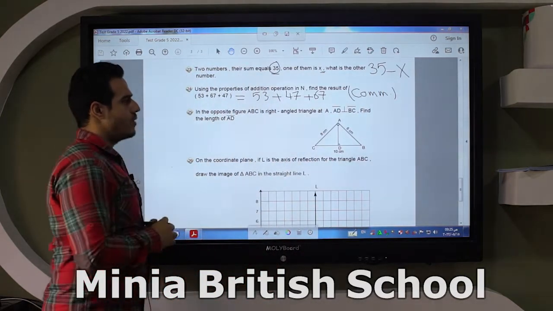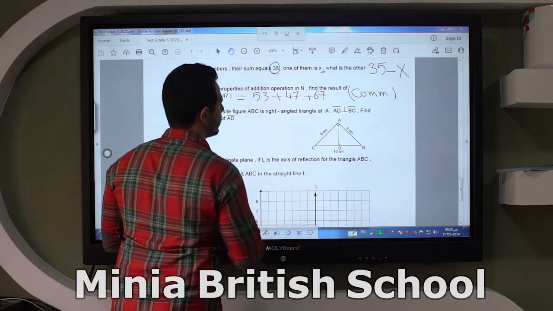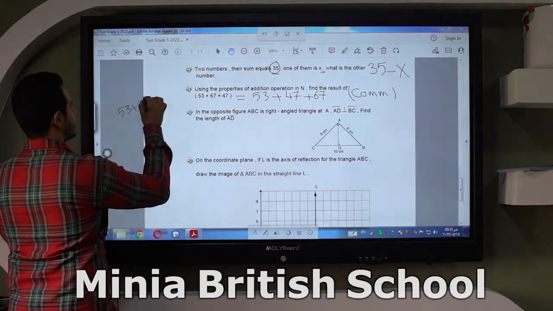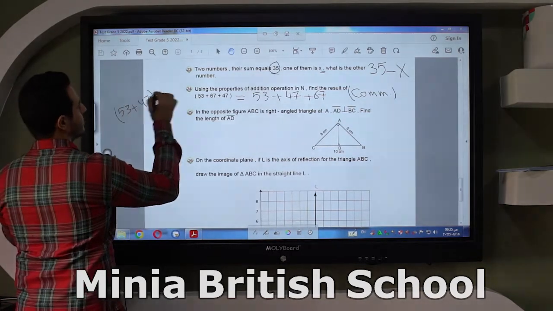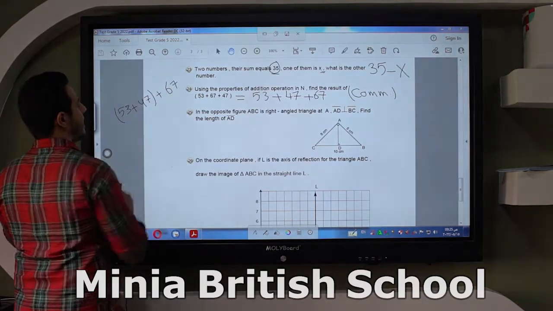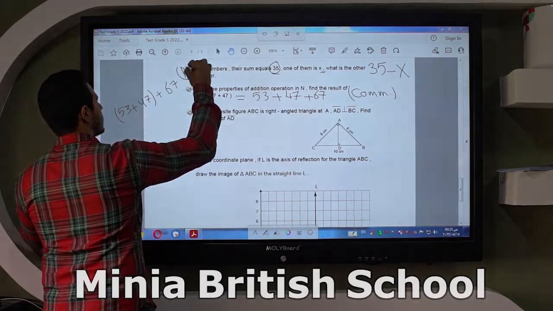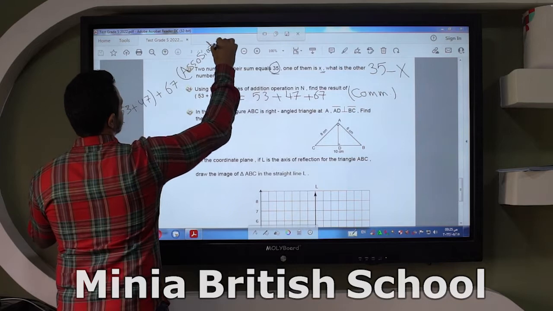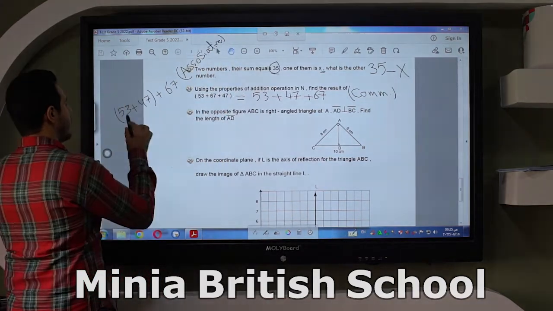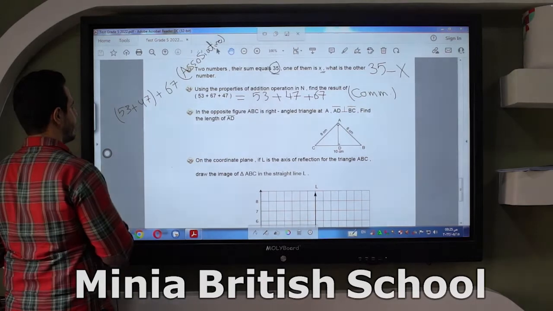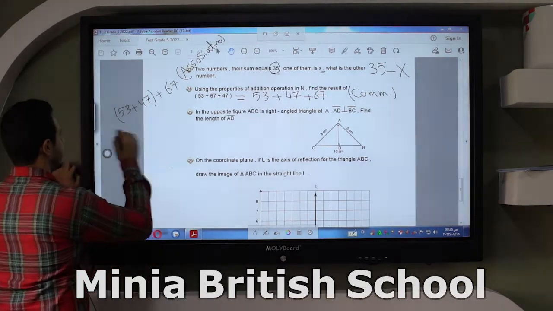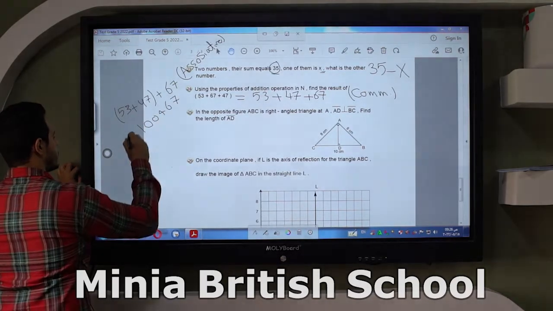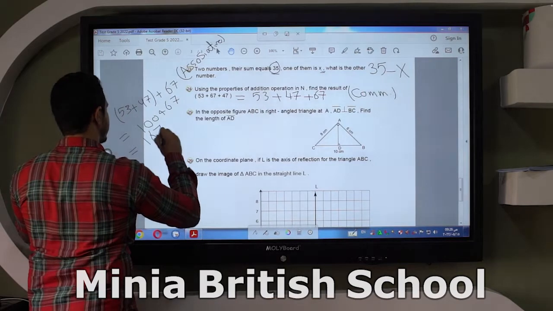Okay? Now, let's take 53 plus 47 together. 53 plus 47, plus 67. And this is called associative. Now let's add the two numbers inside the bracket. 53 plus 47 equals 100. Plus 67 equals 167.